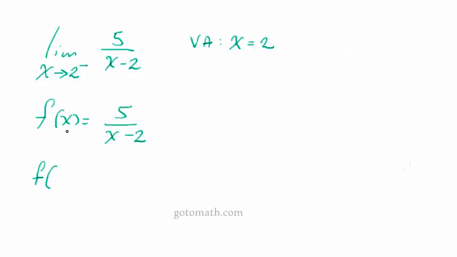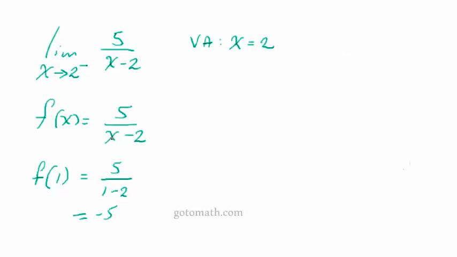Now we're coming in from the left hand side, so let's choose 1. We're going to plug 1 into this. So 5 over 1 minus 2, and you get negative 5. So we get a negative number.